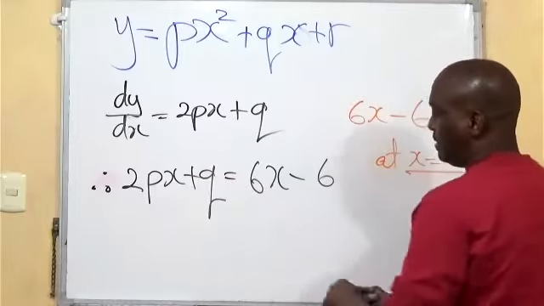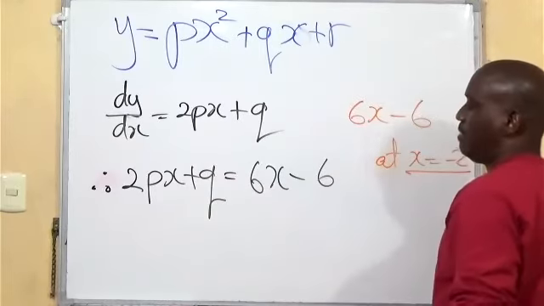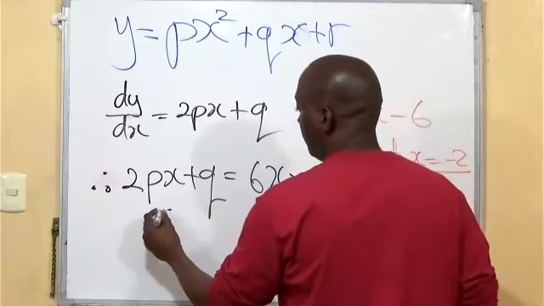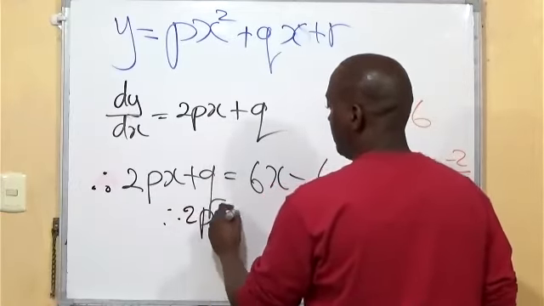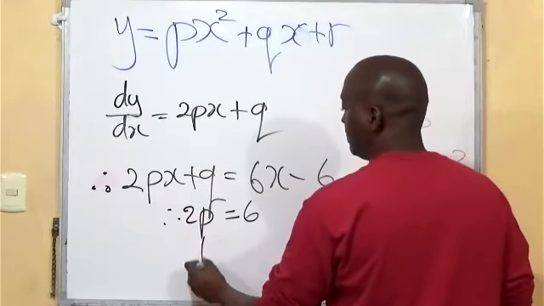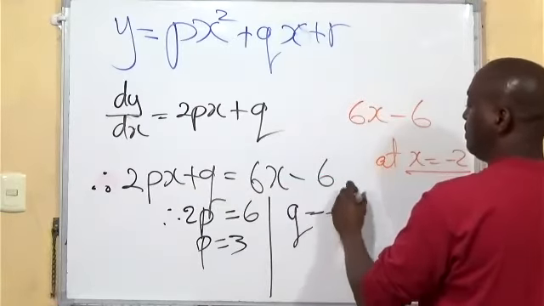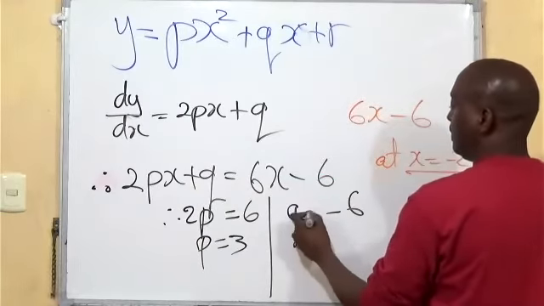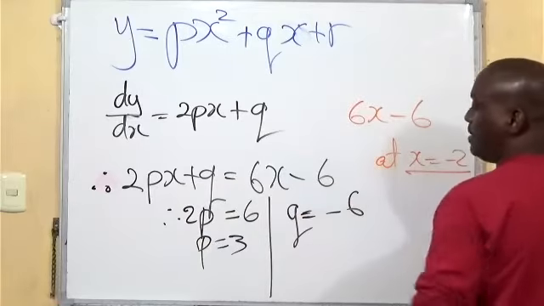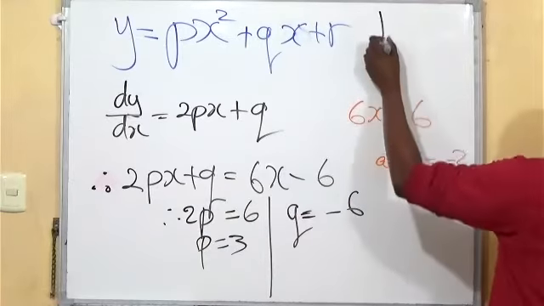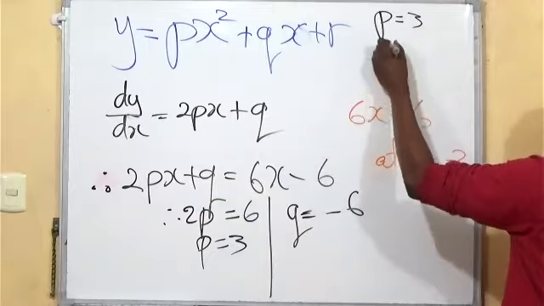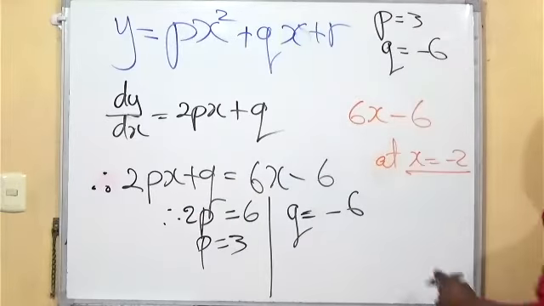So if this is equal to that, then it is clear that you could say, therefore, 2p is equal to 6, in which case p is equal to 3, and you can say that q is equal to minus 6, right? So you get the two values here already. So p is equal to 3, and q is equal to minus 6. But we need to find r.